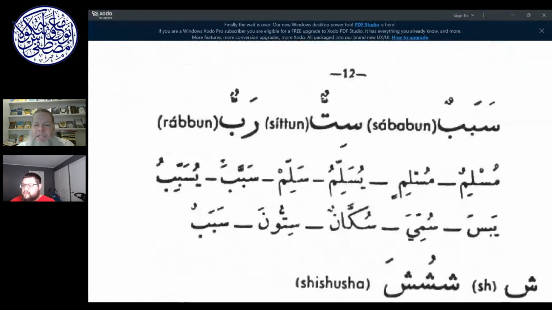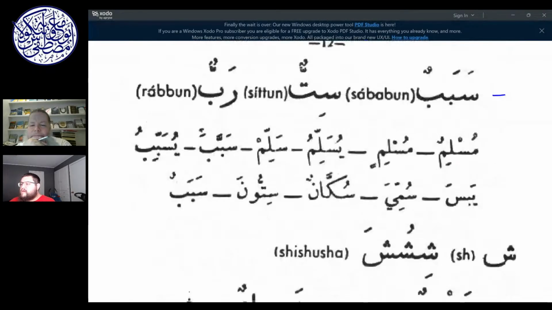Read this line. Sababun. Exactly. Sittun. Yep. Rabbun. Exactly. Because they didn't give us a line without any help, we're going to read this line, and then this last line will be homework.